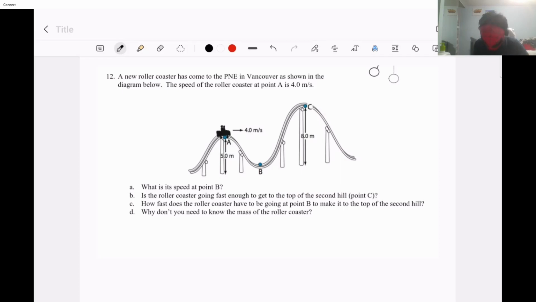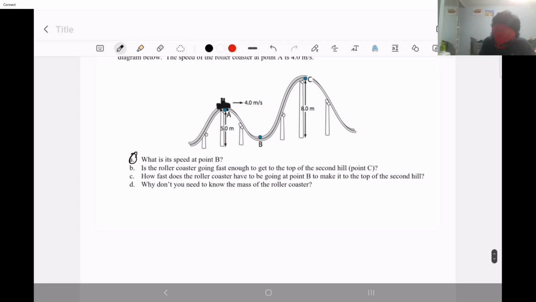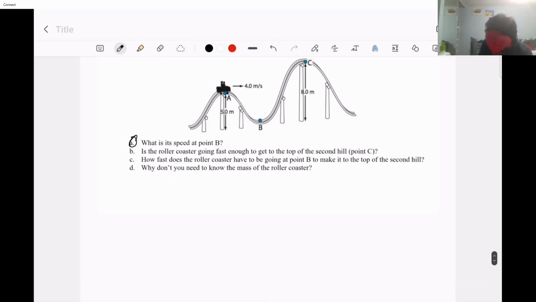Okay, final question. So a new roller coaster has come to PNE in Vancouver, as shown in the diagram below. The speed of the roller coaster at point A is 4 meters per second. What is the speed of the roller coaster at point B? So let's see. Okay, these are very interesting questions.